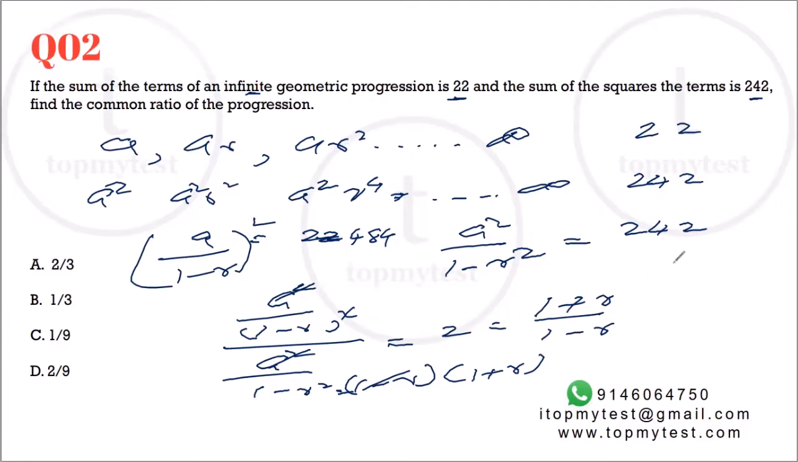If I use componendo and dividendo, you will get 1 by r should be 2 plus 1 divided by 2 minus 1. So 1 by r should be equal to 3, r should be equal to 1 by 3.